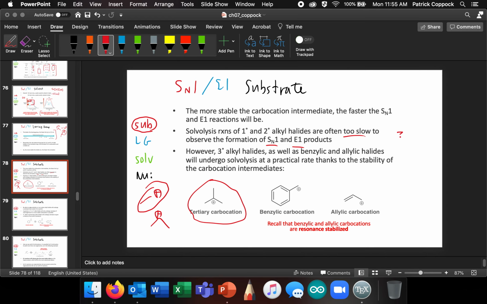If you see a tertiary, you know this is not going to go SN2. And so with a tertiary alkyl halide, you can expect that you'll see SN1 and or E1 products. Now benzylic, you see this looks like a primary carbocation, but it's stabilized by resonance, right? So a benzylic carbocation has similar reactivity to a tertiary, and allylic for the same reason, right?